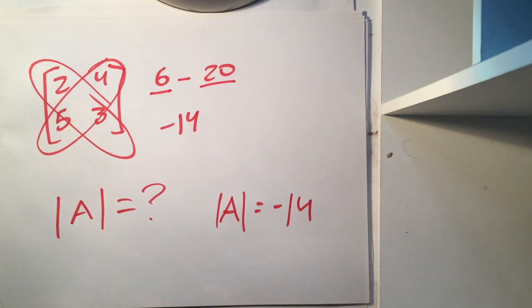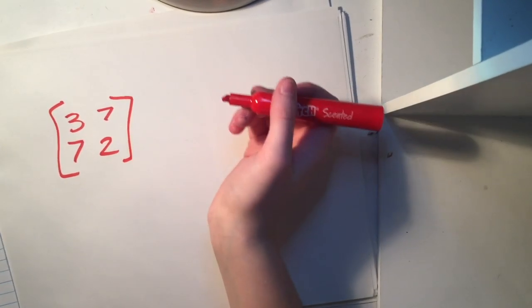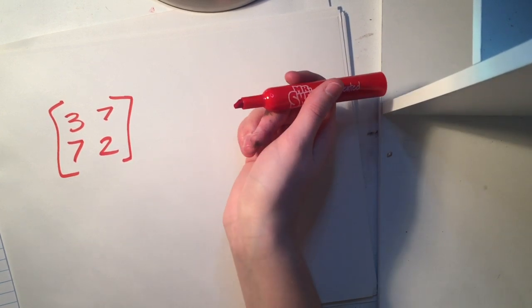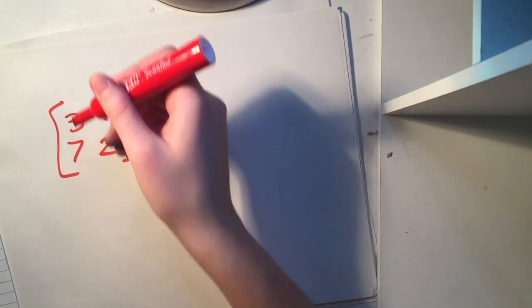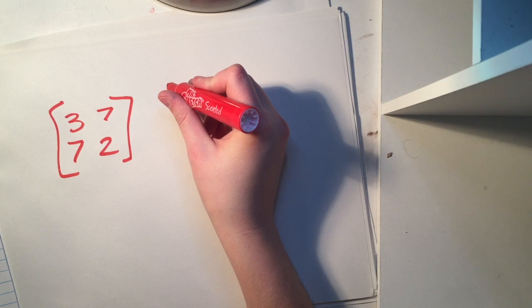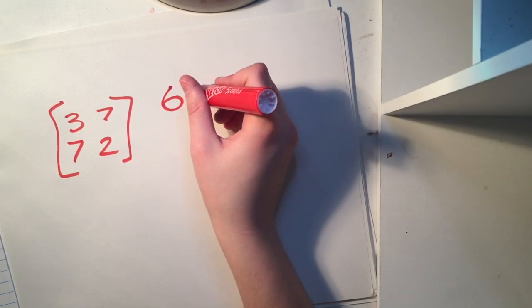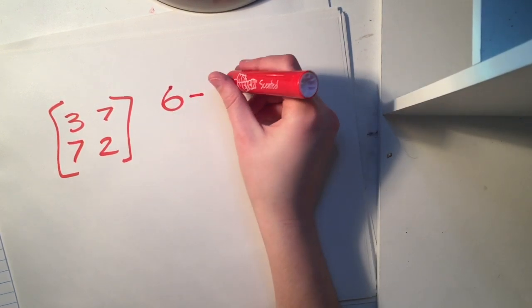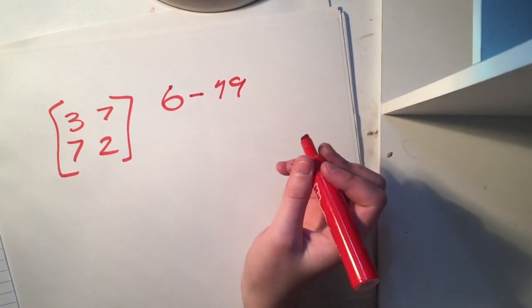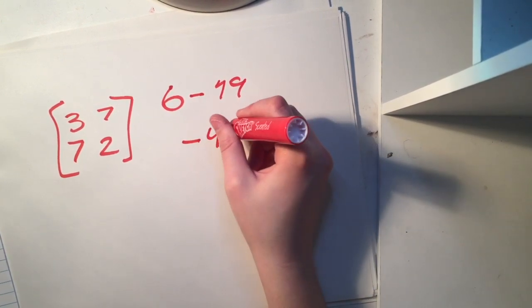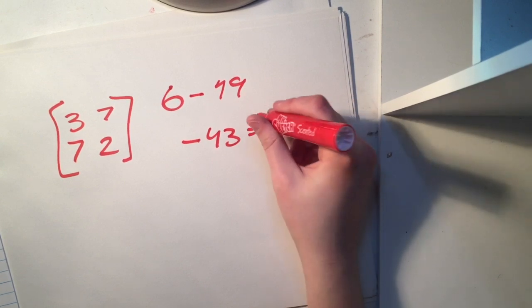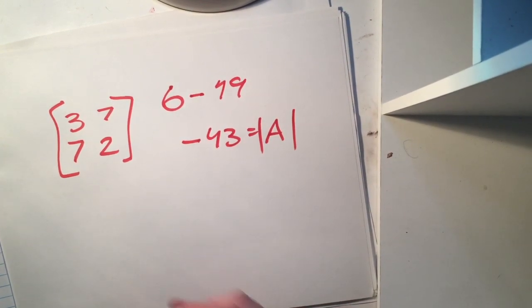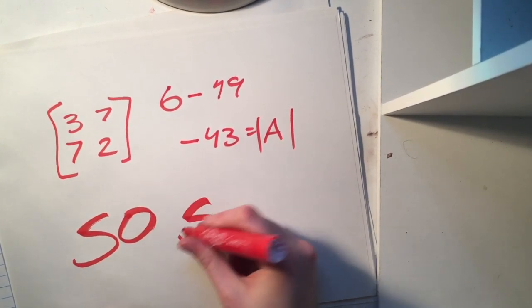Finding the determinants for 2 by 3 or 3 by 3 matrices is much trickier, and usually you just want to figure that out in your graphing calculator. So, what do we do? We multiply 3 by 2, so we get ourselves another lovely 6. We subtract that from 7 times 7, which is 49. And that gives us negative 43. And that is our determinant. So it's so simple.